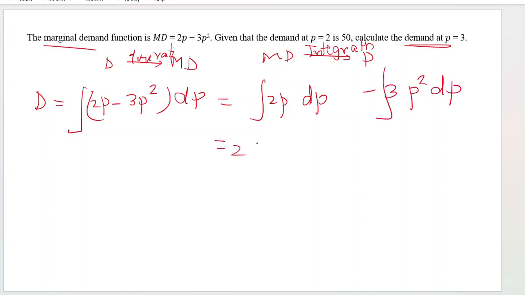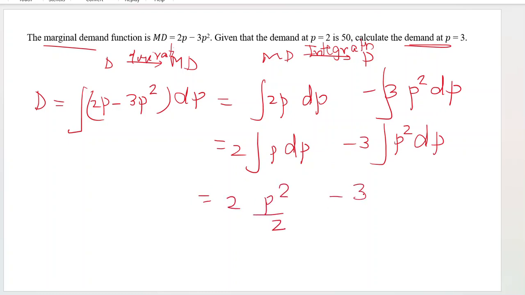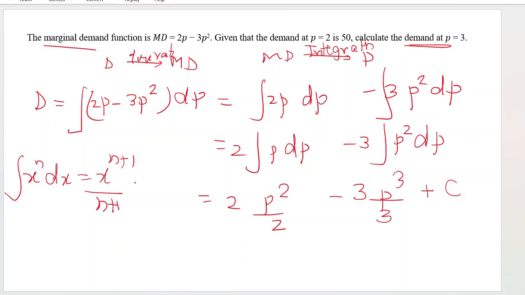So now we remove 2 out, and we are left with p dp. This integral will be p square upon 2, and this integral will be p cube upon 3 plus c. Now, I've used this idea: integral of x raised to n dx is nothing but x raised to n plus 1 upon n plus 1 plus c. So I've used the same idea.